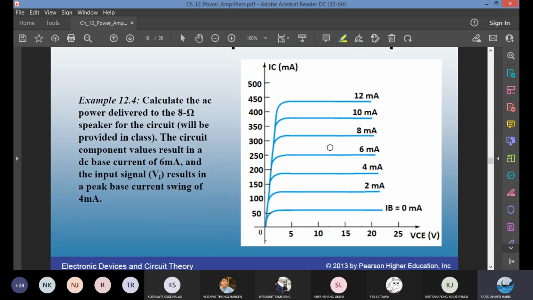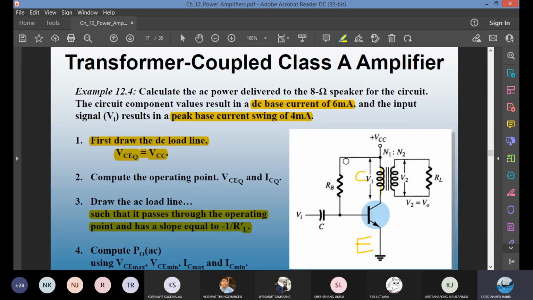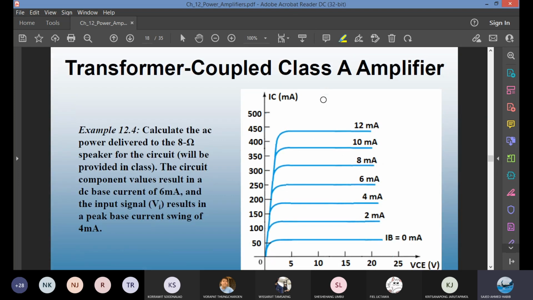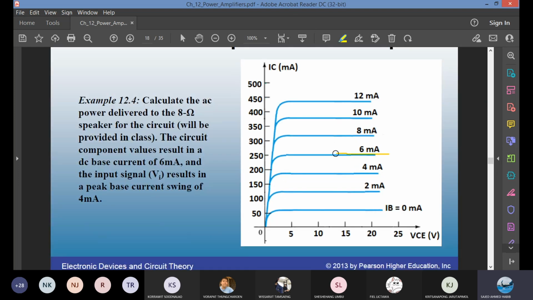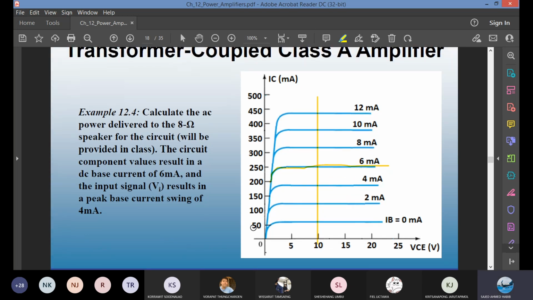I cannot use this one. This one is wrong. It does not correspond to the one in the class. But what it says is a DC base current of 6 milliamp. So this is your IBQ line. And if VCC is given at 10 volts, you draw a straight line. I'm trying to draw straight. Autocorrect. Very nice. Up to this point is okay. But then these values are wrong. They did not provide the right value.